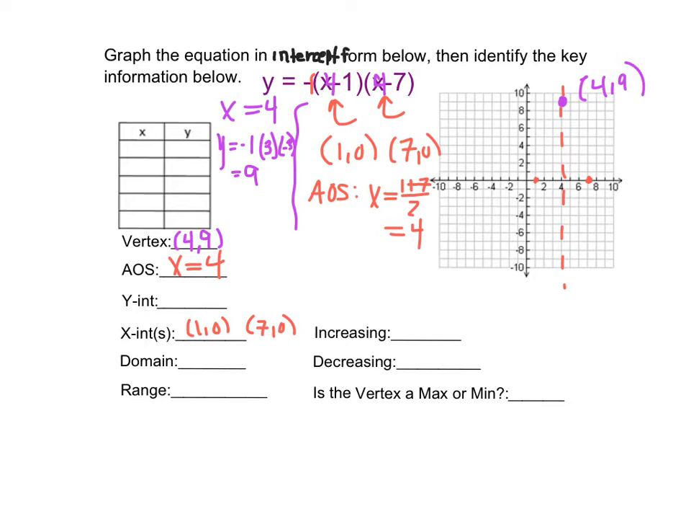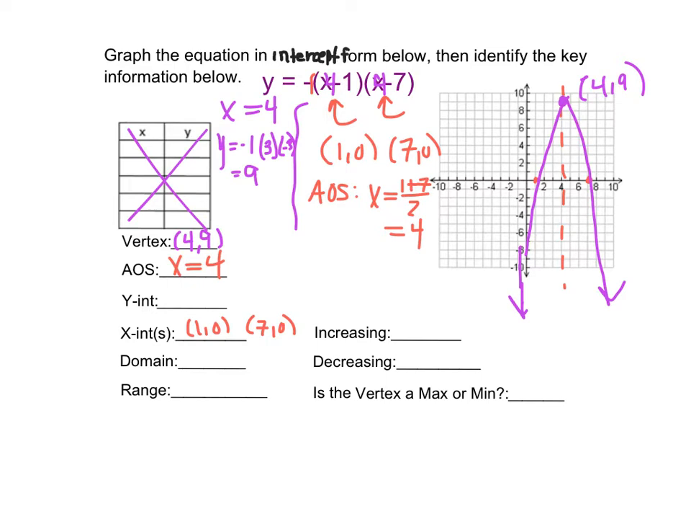Now with intercept form, you can create a table if you want, but you really don't need to. Here we can see 3 points on our graph pretty clearly. So as a result, I can just connect these points and draw the rest of my parabola. So you can see that right there. So now from here, all that's left to do is identify the key components down below.